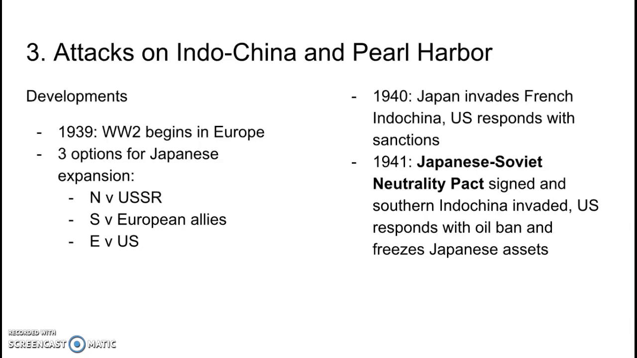The United States will respond to this move by imposing economic sanctions against Japan. This reduced the exports of oil, iron, and other machinery. The United States also made it clear that further Japanese aggression in the region would result in much tougher sanctions. By April of 1941, we will see that the Japanese and Soviets will have dealt with their problems.